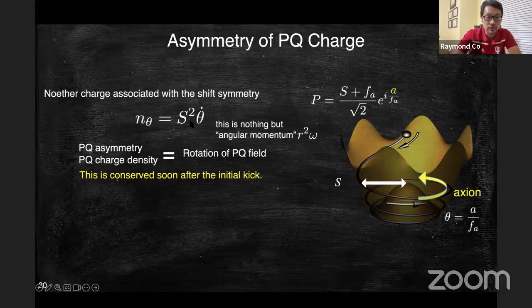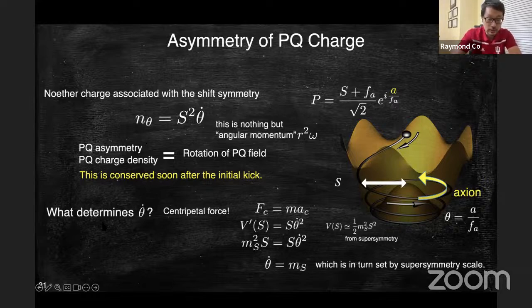And this formula is not surprising because this is what we learned in classical mechanics, that if you have a rotational symmetry in the system, the conserved quantity is the angular momentum. And the formula is r squared omega. That's exactly what we get here, except that now we're using the radius of the field and the angular velocity of the field. So what this is to say is that you can understand this rotation as a type of charge, and we call that charge the Peccei-Quinn asymmetry, or the Peccei-Quinn charge density. And this quantity is conserved up to expansion.